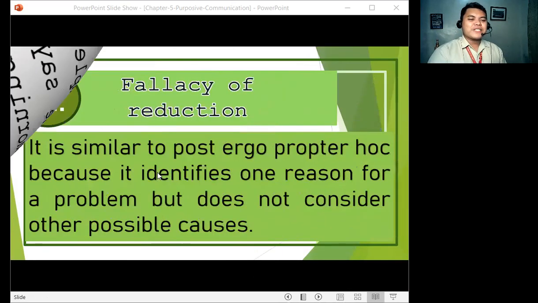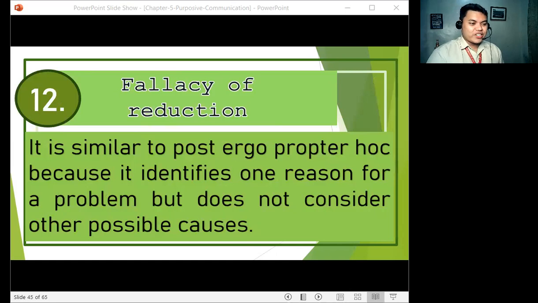So next is fallacy of reduction. So this is actually like, there are 18, okay? And there's an additional 5. So it's like 18, 19, 20, 21, 22, and 23. So there are 23 deceptive appeals, or what we call the logical fallacies. So let's have number 12, fallacy of reduction.